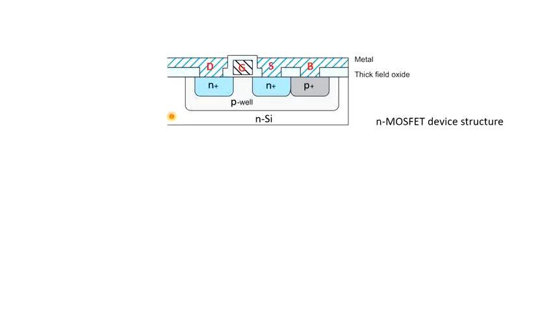But as we know, to make an N-channel MOSFET we need a P-type substrate. So how to go ahead for that? First we have to make one P well in this N-type silicon wafer, as shown here. Now after making this P well, we have to form two N plus regions which will make the drain and source contact.